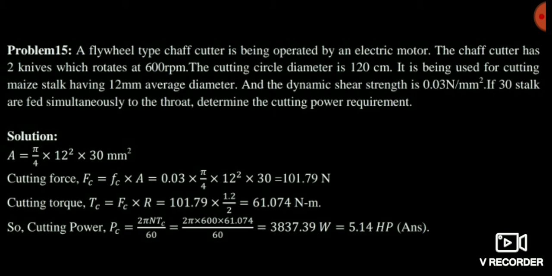Now friends, I have previously told you that torque is equal to force into the radius. Here you can see that it has given the cutting circle diameter is 120 centimeter. So cutting circle radius is 120 by 60. You convert it into meter, 1.2 by 2. So torque is 61.074 Newton meter. After that you can calculate the power, that is very easy. 3837.39 watt, you divide it by 746, you get 5.14 HP.